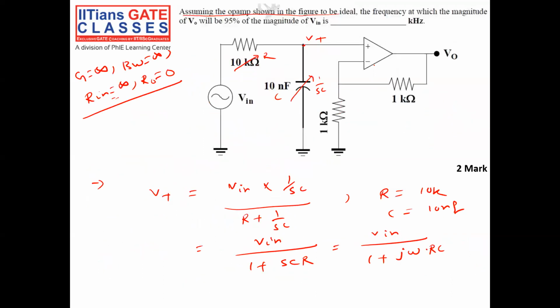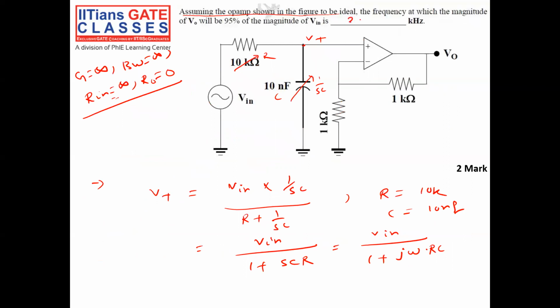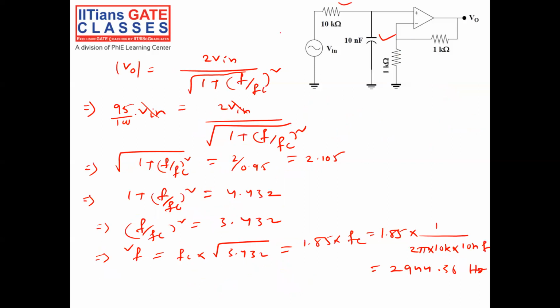So in kilohertz, that means it will be 2.9 kilohertz. 2.94, you can say precisely. 2.94 kilohertz is the answer. So it's a very easy question. What you have to do? First thing is express V plus in terms of V in. Then I know it is simply a non-inverting amplifier. Output will be equal to 2 times my V positive. Then you have to calculate the magnitude of the output. Then you have to put the condition that the output is equal to 95% of input. It will give you the frequency at which my output will become 95% of my input.